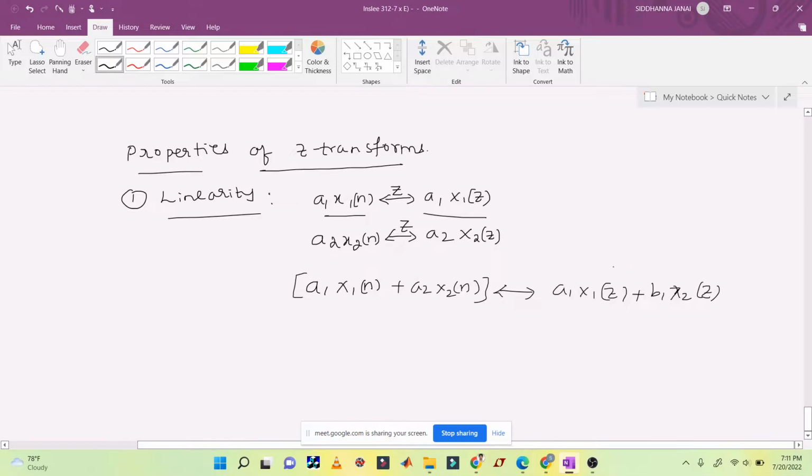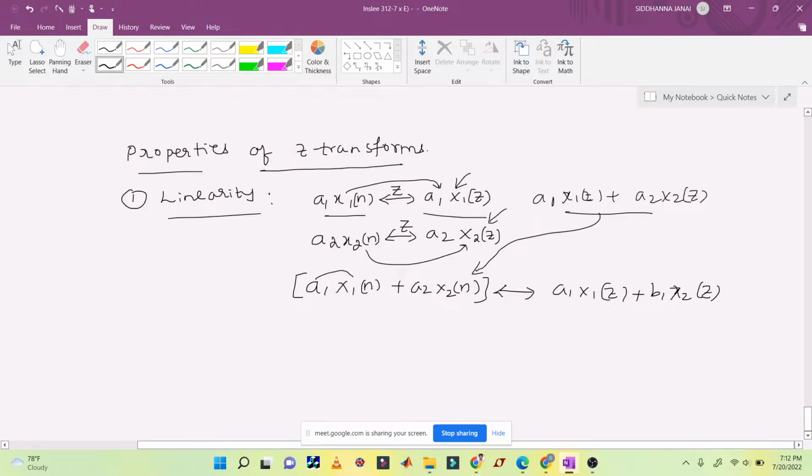Okay, this is the relation. If you take individual Z transforms and then you add, A1 X1 of Z plus A2 X2 of Z. So the individual Z transforms we have taken and added, the result will be the same as when you combine both the signals x1 of n, x2 of n, scaled versions, that is A1 multiplied with x1 of n, A2 multiplied with x2 of n. You might ask why A1 and A2 we take.